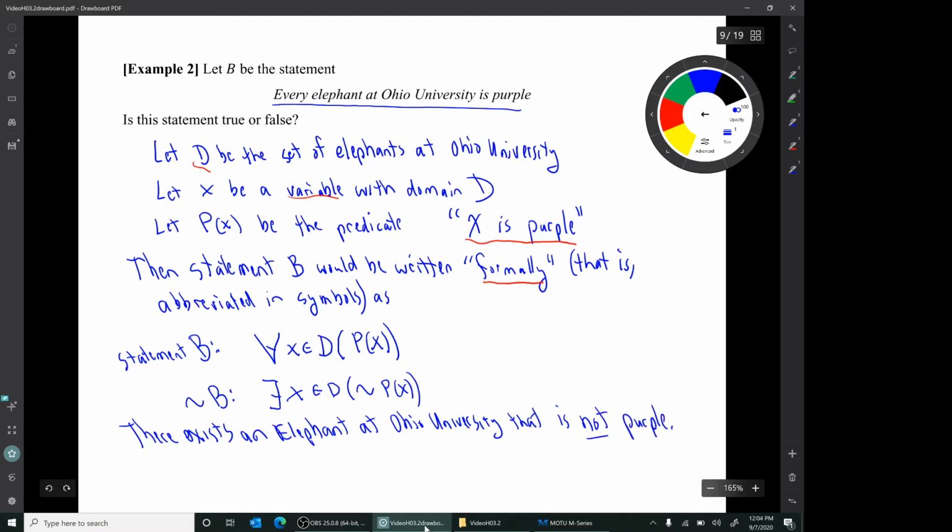Now, think about this. What would have to happen for not B to be a true statement? You would have to have an example of an elephant at Ohio University that's not purple. Well, you can't find one of those. You're not going to find an elephant at Ohio University that's not purple. And so that means that negation B is a false statement. And since negation B is a false statement, that must mean that B itself is a true statement.